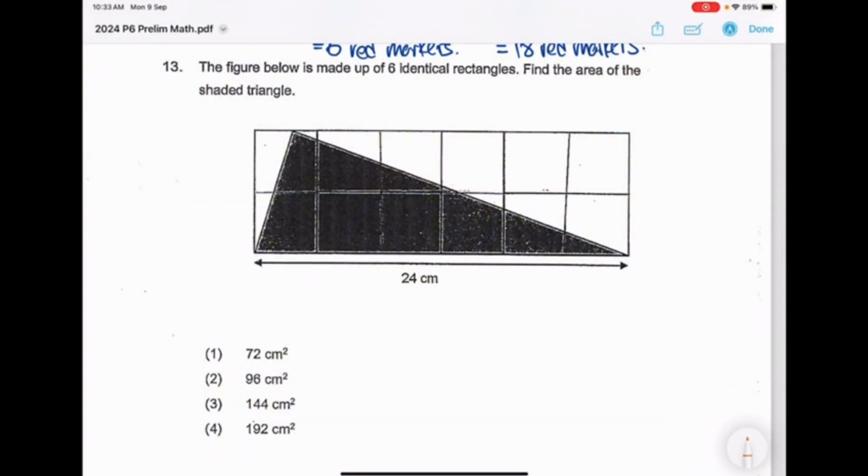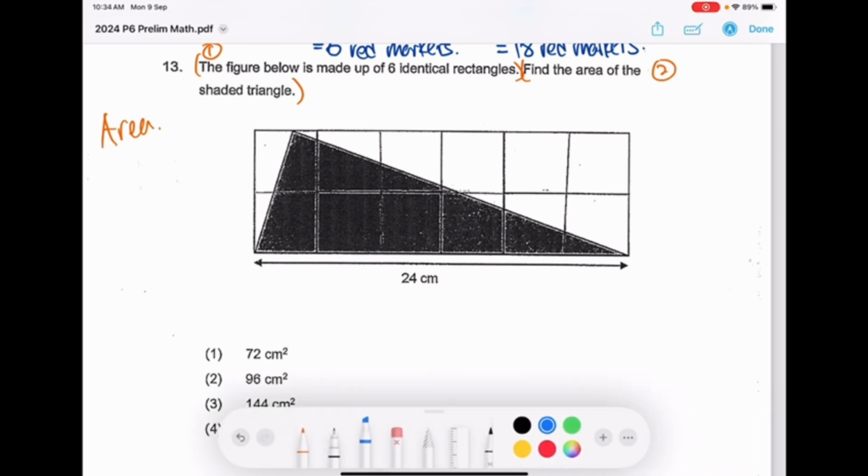Alright, moving on to question number 13, we see that we have an area question over here. Let's read the question. The figure below is made up of 6 identical rectangles. This is my sentence number 1. Let's look at sentence number 2. It says, find the area of the shaded triangle. So this is my shaded triangle over here.